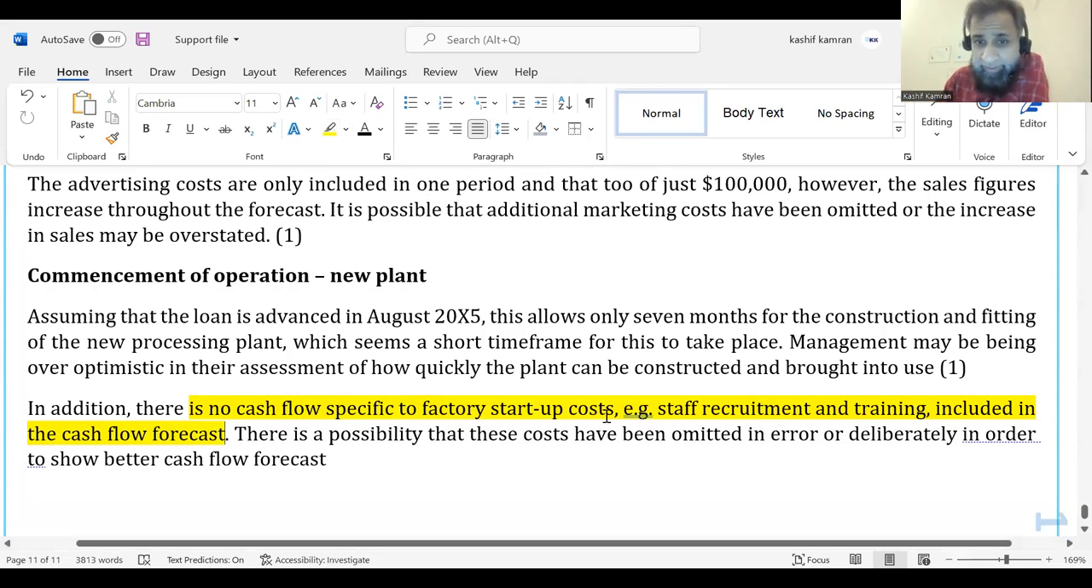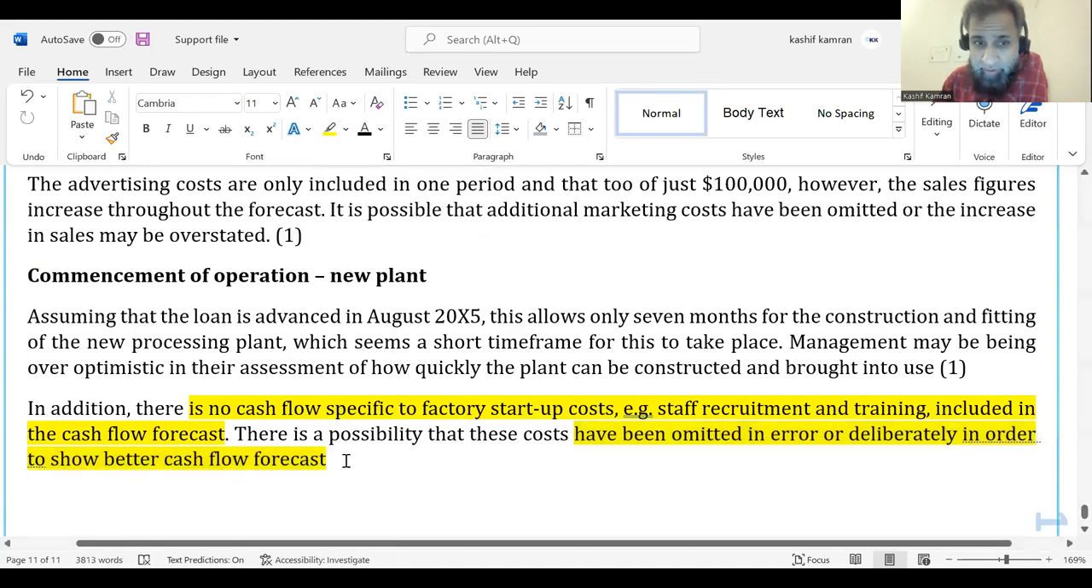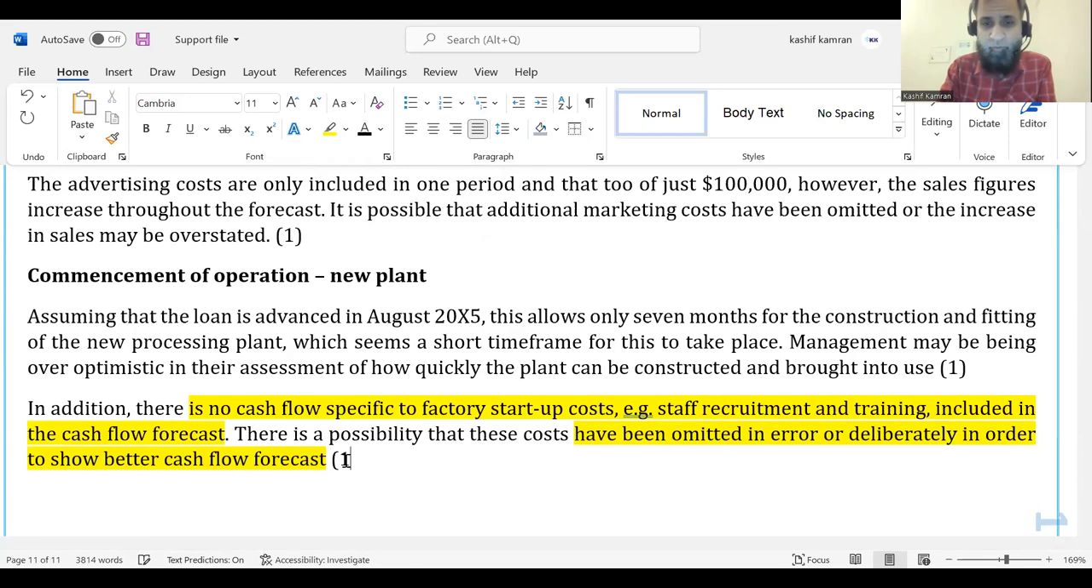There is a possibility that these costs have been omitted in error or deliberately in order to show a better cash flow forecast, because the company is already facing a material uncertainty relating to a going concern. They don't want to put a bad liquidity picture. So I believe there are lots of elements which are missing from the cash flow forecast. 1 mark. This is completeness, right? This is completeness. Are you all clear with it?